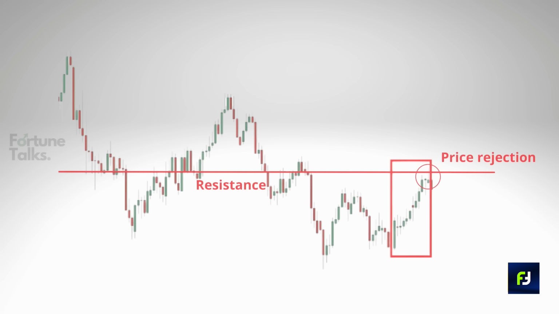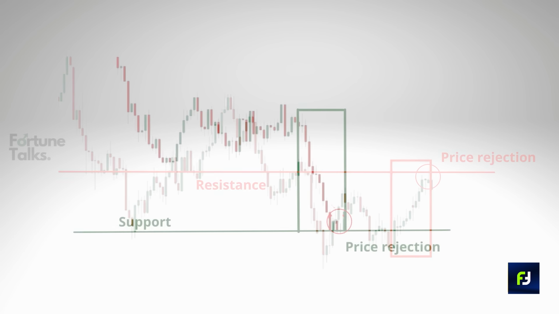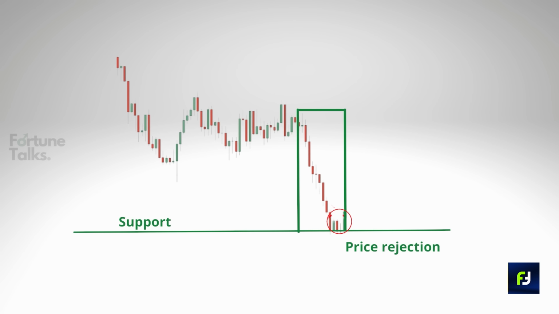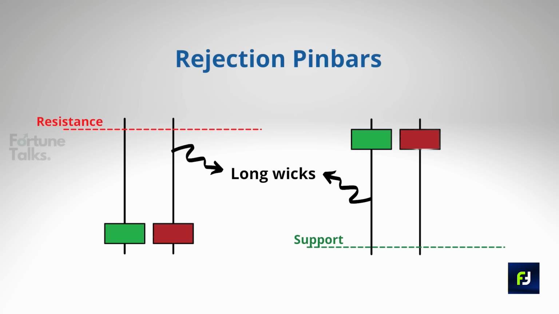Now the second tip that I have to give you is that you want to see a strong price rejection at the area of value. That is the area of support or resistance. You want to see a strong price rejection. The price rejection can be in the form of a pin bar. The pin bar may be a shooting star or a hammer, etc.